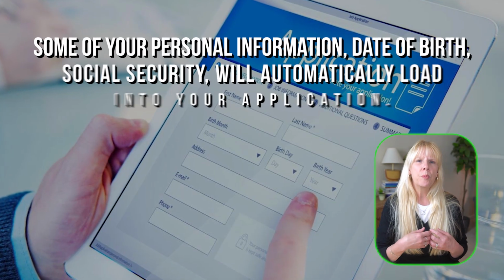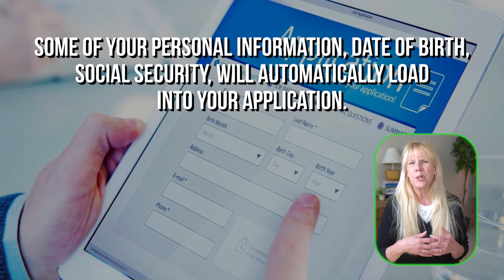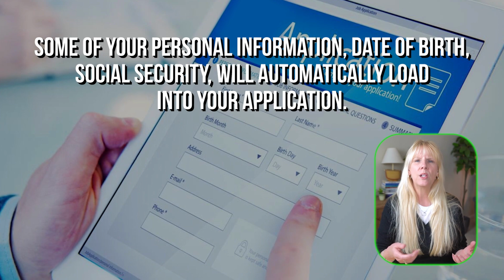You're going to need to make sure and log in as yourself, which is either a parent or a student. And this is a key step. If you're a student, choose the first option. And why are you going to do this? Because some of your personal information, date of birth, social security, will automatically load into your application. And this is going to prevent you from running into a common error that occurs when you're verified on the FAFSA ID and when that doesn't match your FAFSA information.